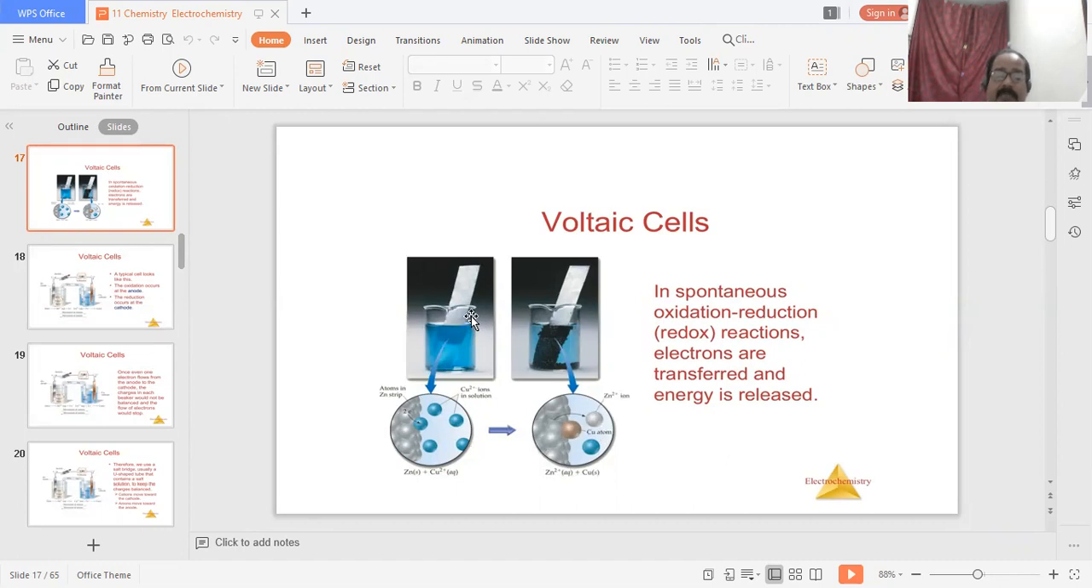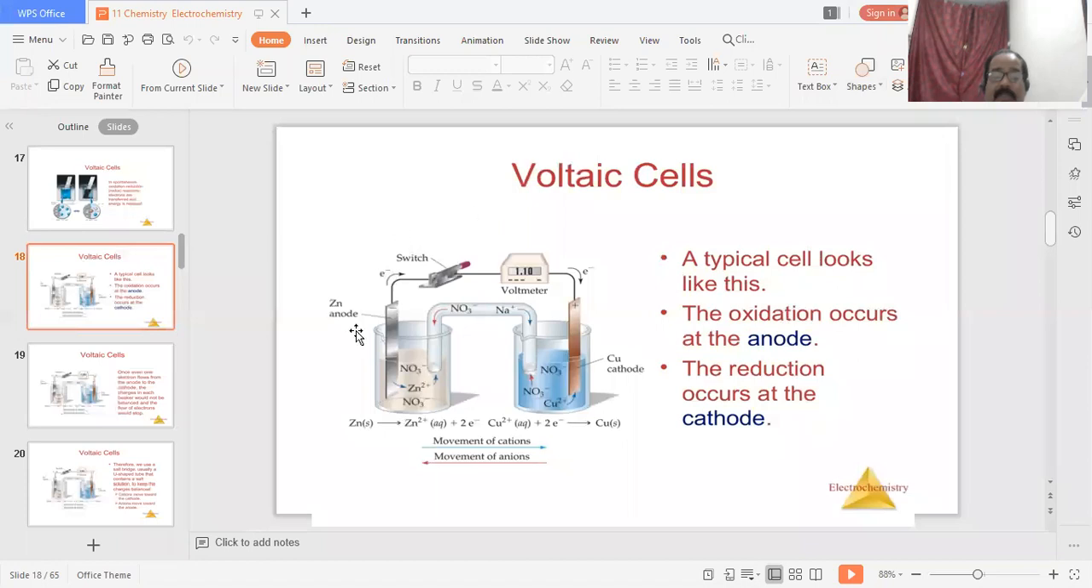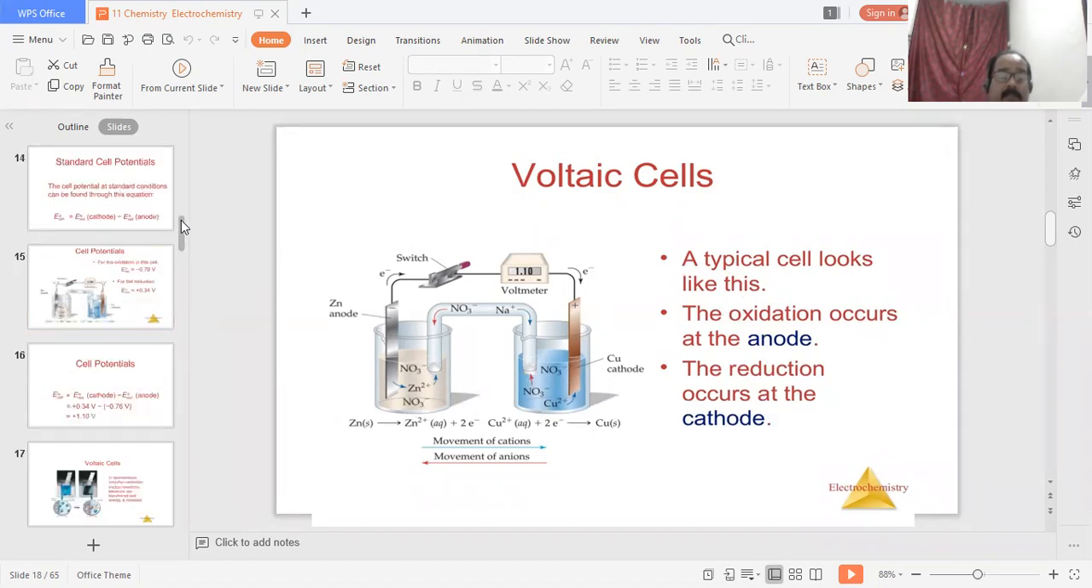And in this structure, if you observe, when we dip these electrodes, they change form. So this is the voltaic cell, and this is the process of the voltaic cell. A typical cell looks like this. Oxidation occurs at the anode and reduction occurs at the cathode. This is the cathode, same as we discussed previously for cell potential.